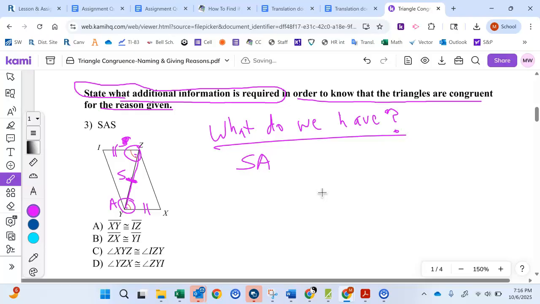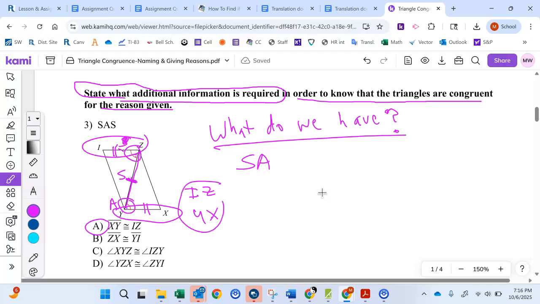So if we had YX and also IZ, that would mean that we would have side angle side, right? Let's see if that's one of the choices. IZ and YX. Yes, that's it. So I think that's it. That's exactly what it is. But let's see if there's any others.